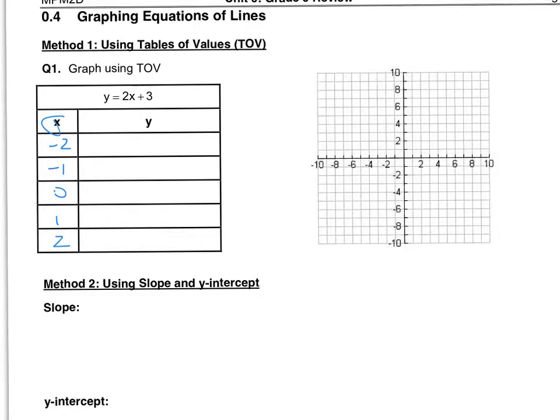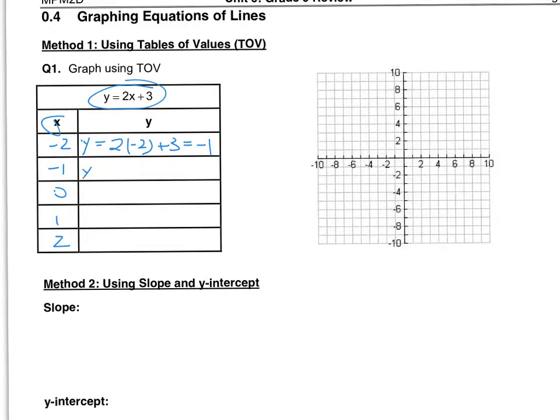Sometimes when you work with fractions, it makes more sense to use multiples of the denominator just so that you don't have to worry about fractions in the y values, but I'll show you that on another example. When you pick your x values, then you sub those into the equation. My equation is y equals 2x plus 3. That means I have 2 times my x value, which I sub in using brackets, so 2 times -2, and then we're adding 3, and when you calculate that, you're going to get -1.